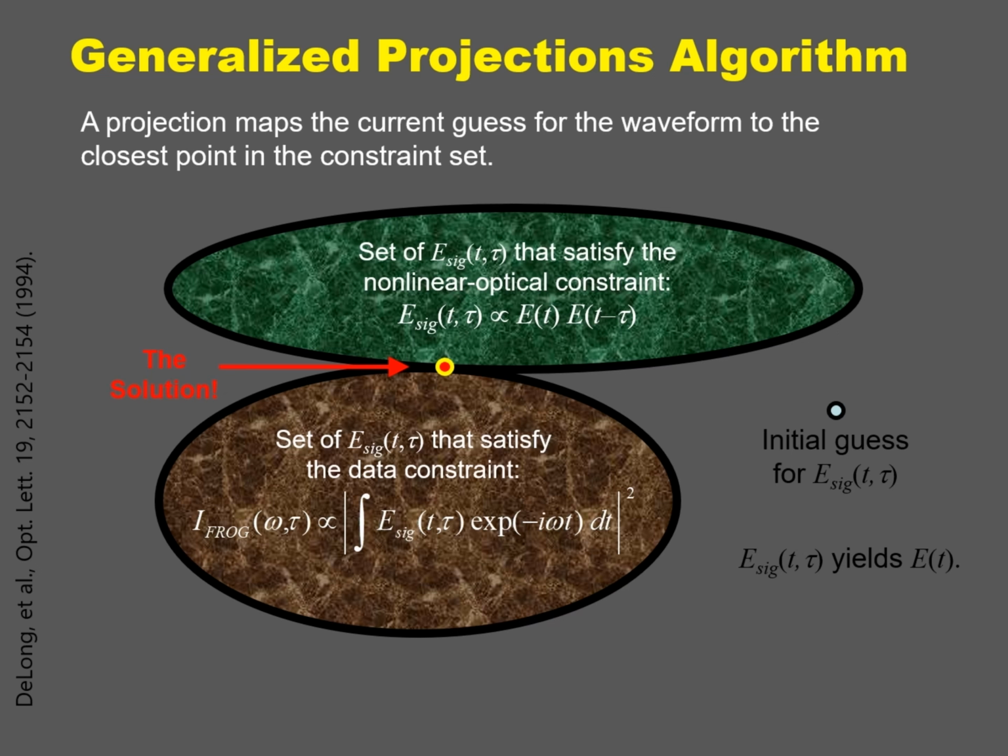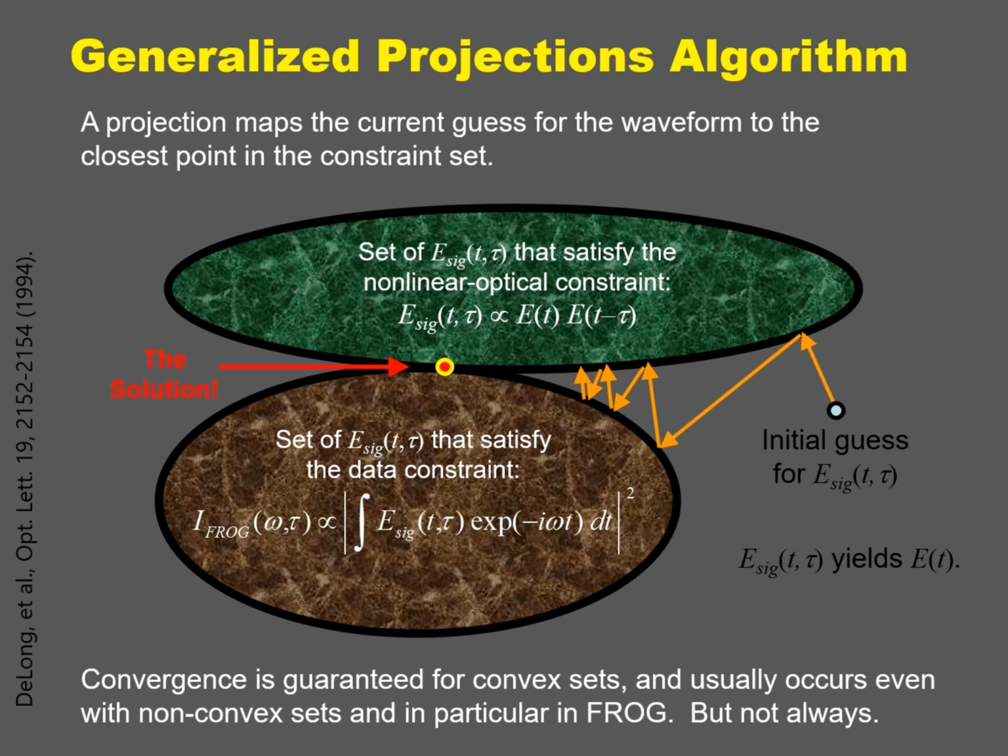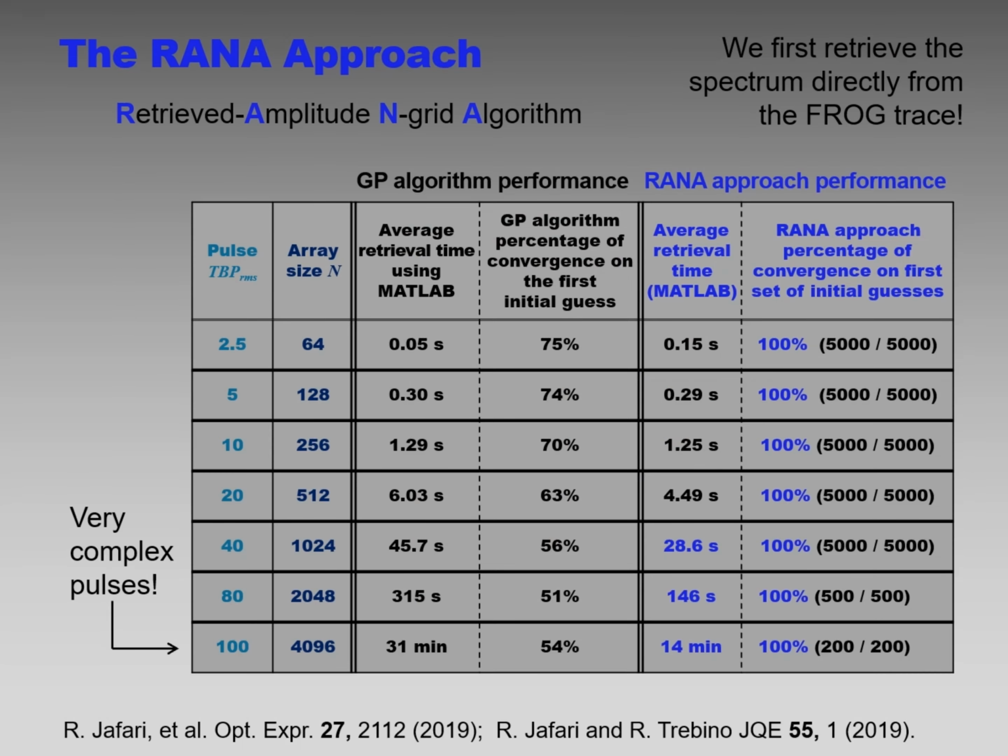Note that in this picture, for any initial guess, the algorithm finds its way to the correct solution. Convergence is actually only guaranteed for convex sets, but it usually occurs even with non-convex sets, and in particular in FROG, but not always. So we recently developed a 100% reliable FROG algorithm called the RANA approach, which stands for Retrieved Amplitude N-Grid Algorithm. It turns out that we can retrieve the pulse spectrum directly from the FROG trace, and we use smaller data arrays for the first sets of iterations, as well as several initial guesses.